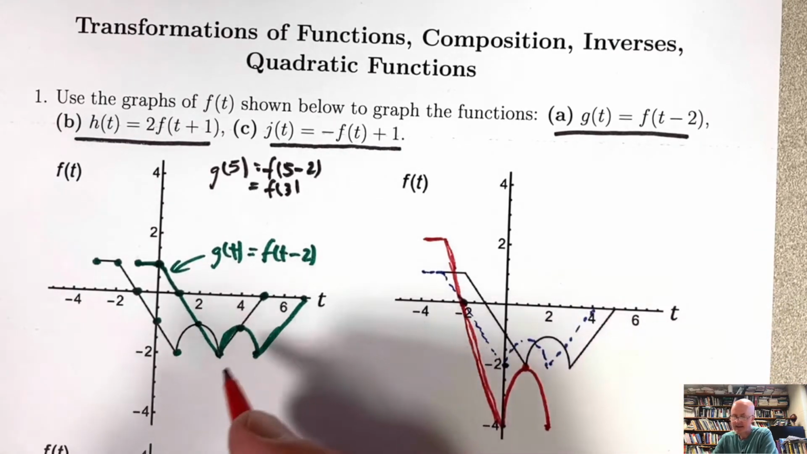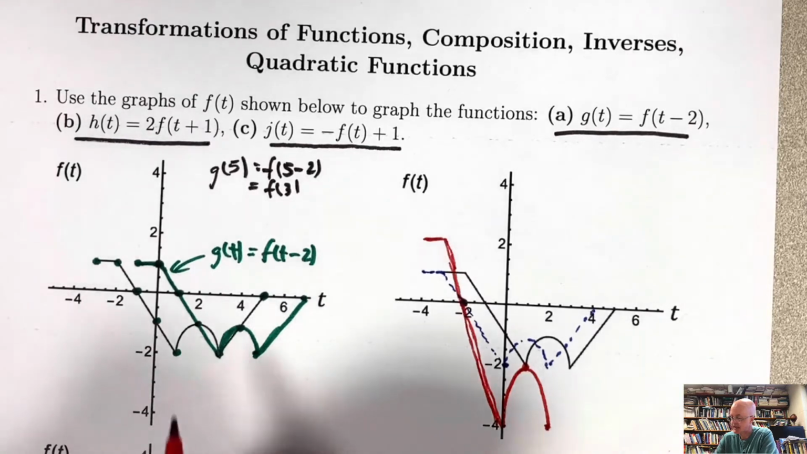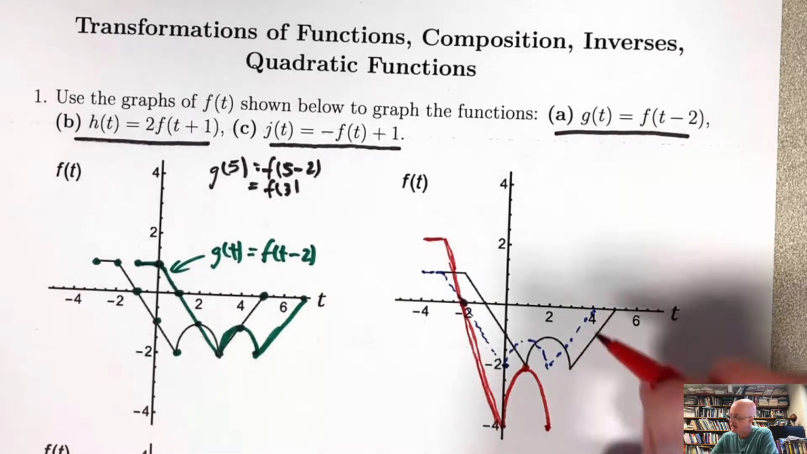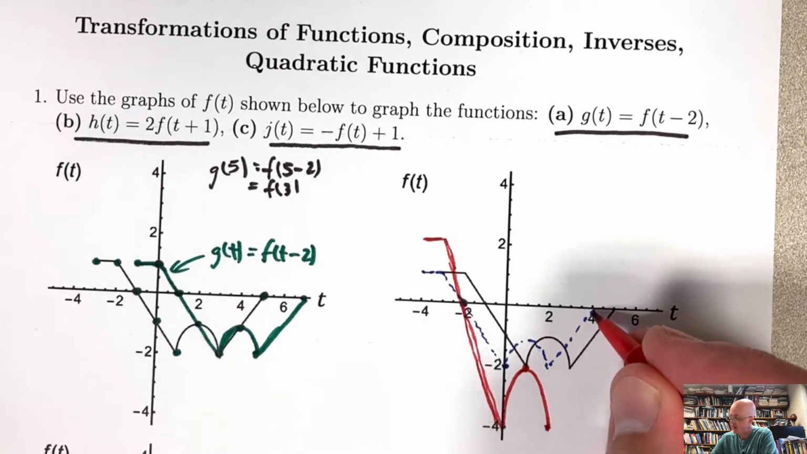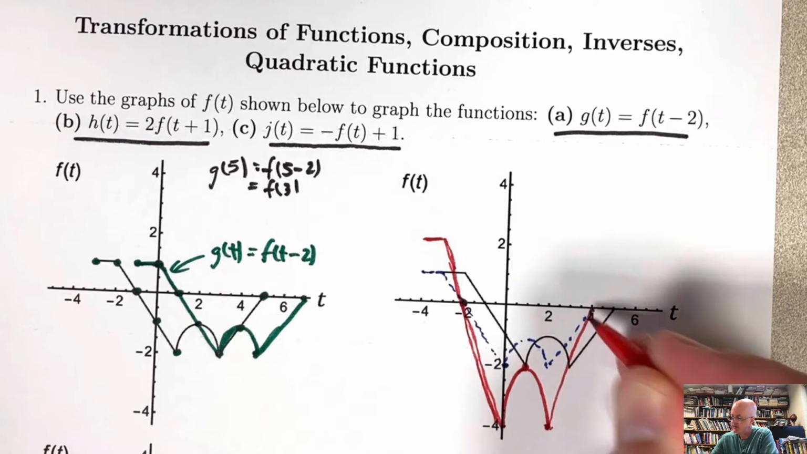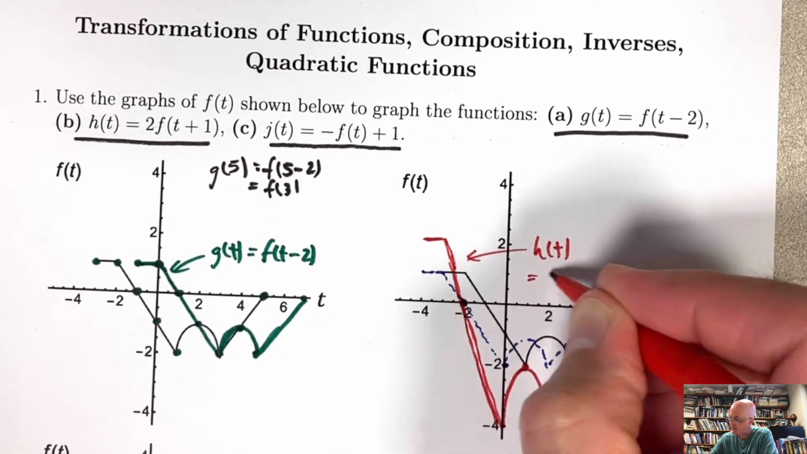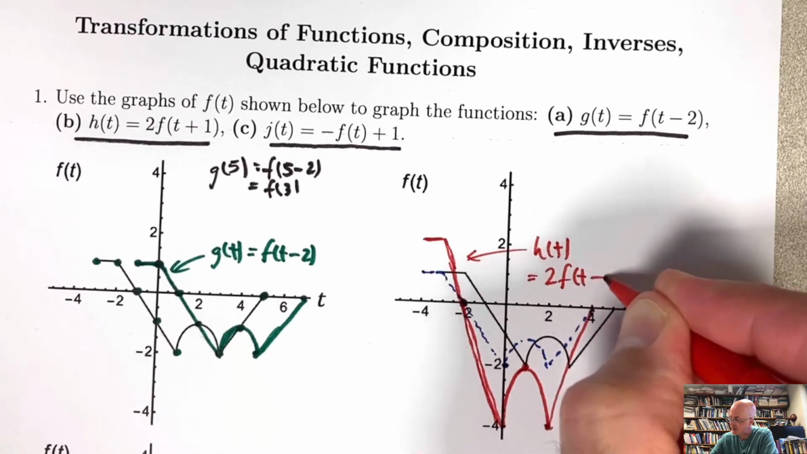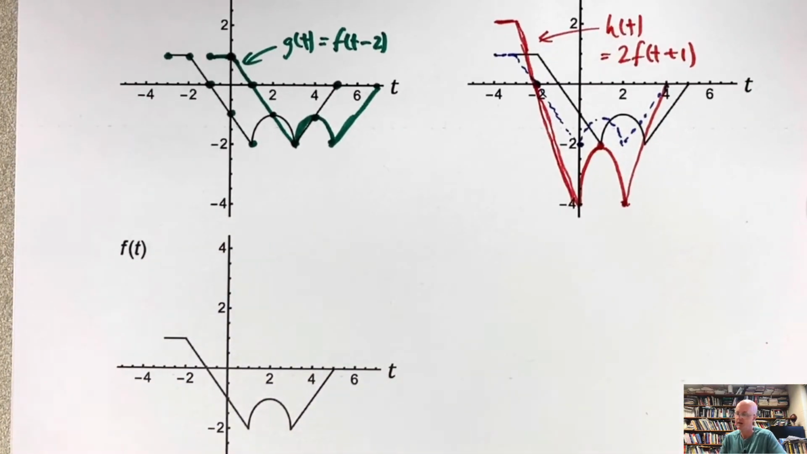Actually, I did make this thing to be a semicircle. The scales are off on these axes a little bit, so it doesn't look exactly like a semicircle. And then, again, the second coordinate of this point is 0, so 2 times 0 is 0. You got to go back up there. So that's the graph of h of t equals 2 times f of t plus 1. That's the final answer. All right, third part, part C.